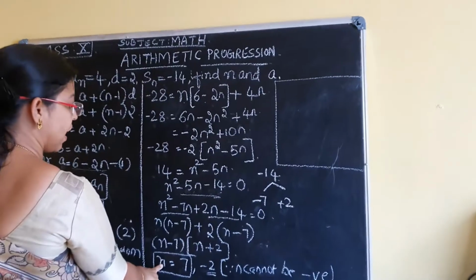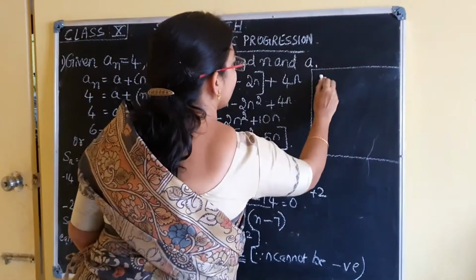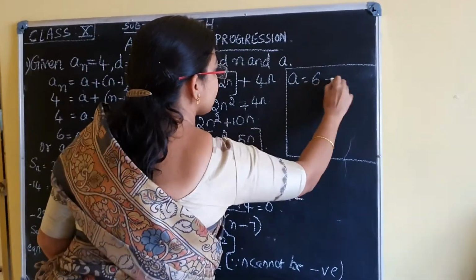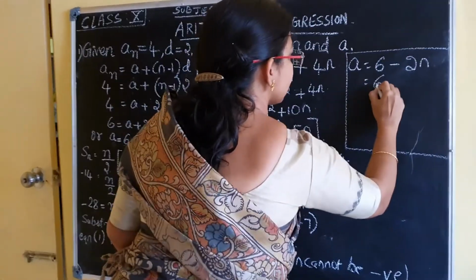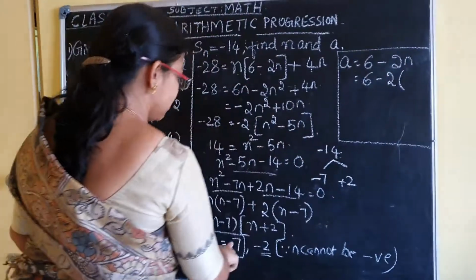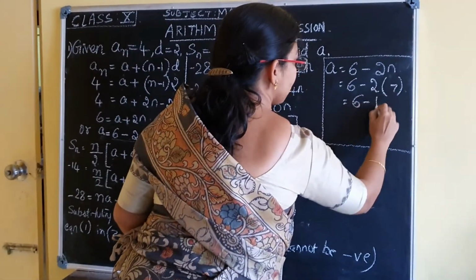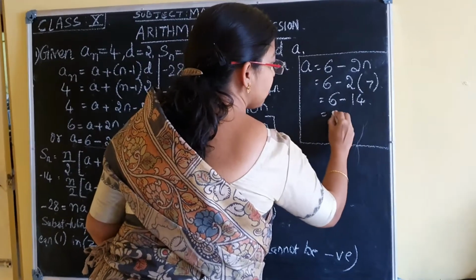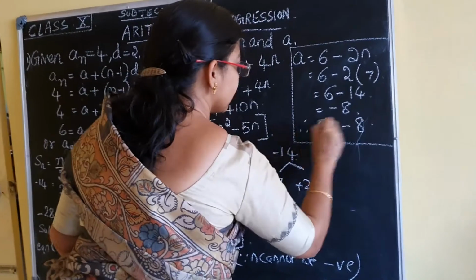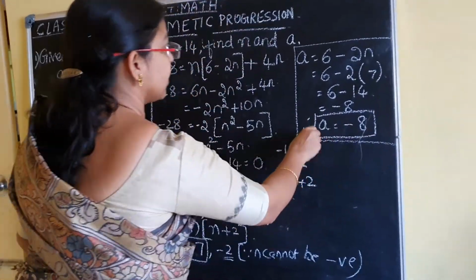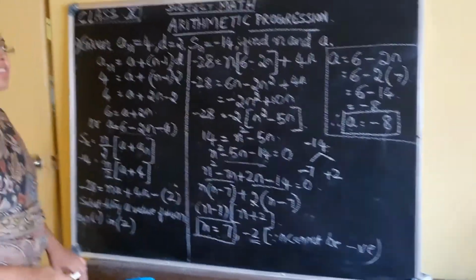So we will substitute the value of n equal to 7 in equation 1. a is equal to 6 minus 2n. 6 minus 2 into n value, which is 7. 6 minus 14, which is nothing but minus 8. Therefore, a is equal to minus 8. So a is equal to minus 8 and n is equal to 7 is the answer.